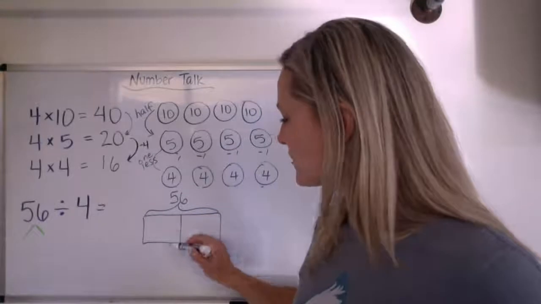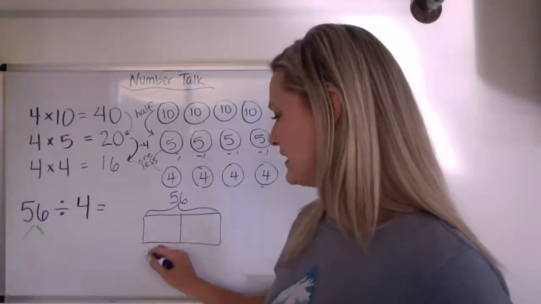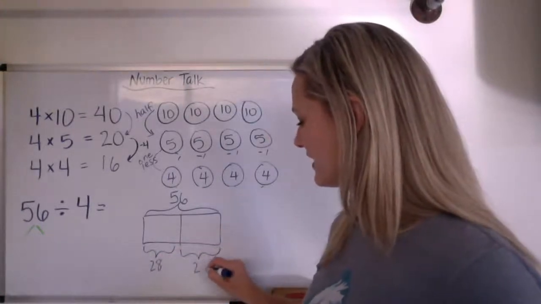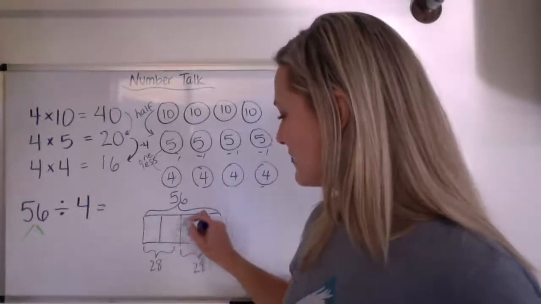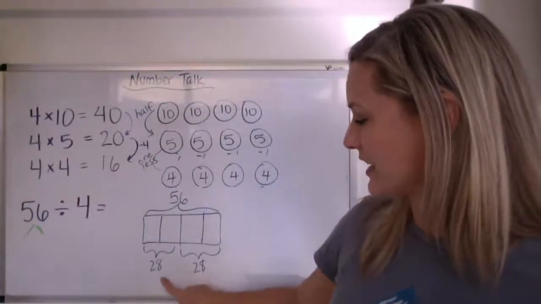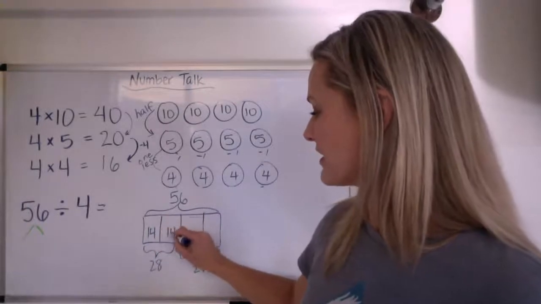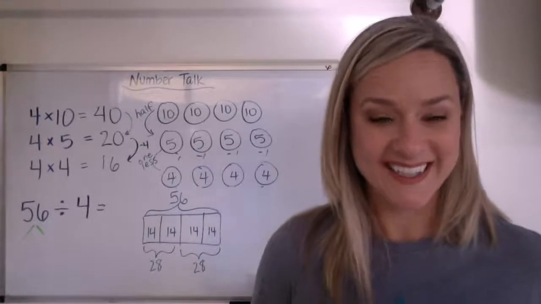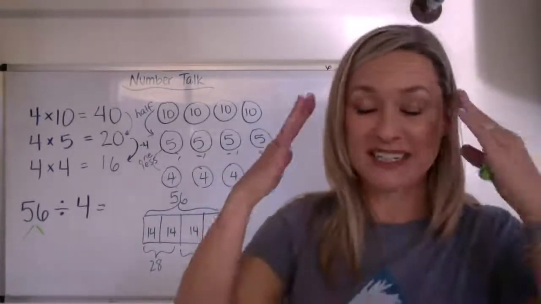He said, I broke the 56 in half. And then I knew that side would be 28. And that side would be 28. And then he said, I broke them in half again because he wanted 4 groups, not 2 groups. So then he said, well, then I just broke the 28 in half. And I had 14 in each one. Pretty cool, huh? So he used a model in his brain to help him solve.